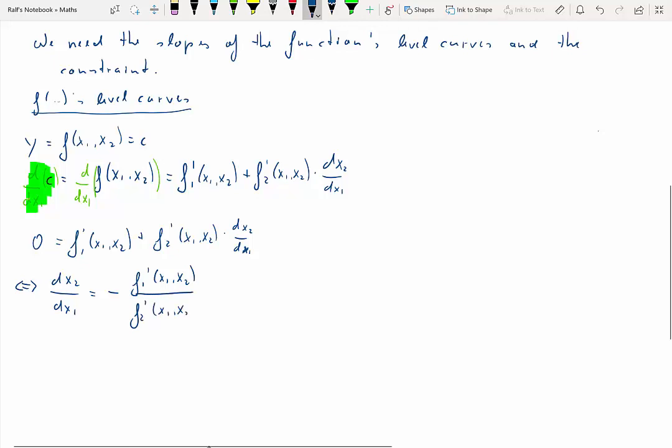the ratio of the first order partial derivative with respect to x1 over the first order partial derivative with respect to x2, f prime 2. So what this is really is an expression of the slope of our level curves. There's a slight caveat: this works if f prime 2 is not equal to 0, so it doesn't work at every point, but almost all points.